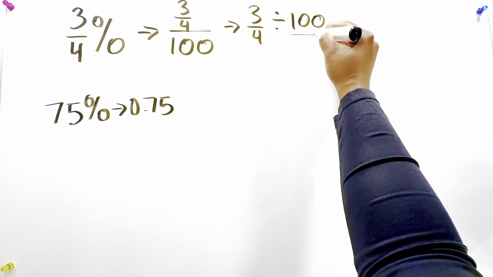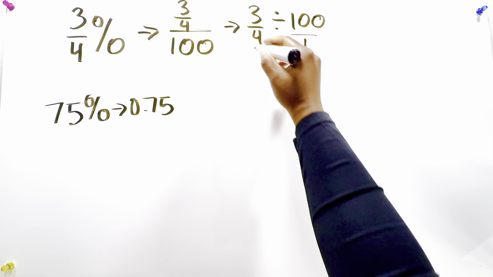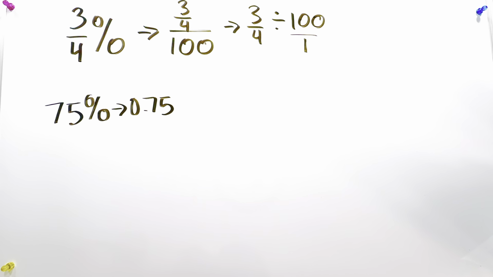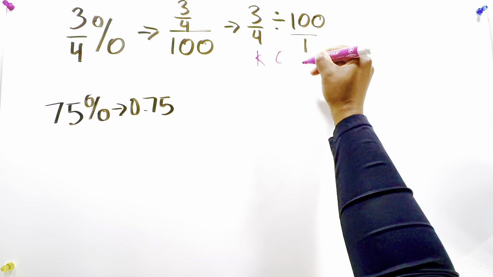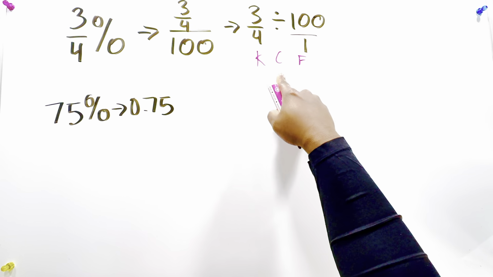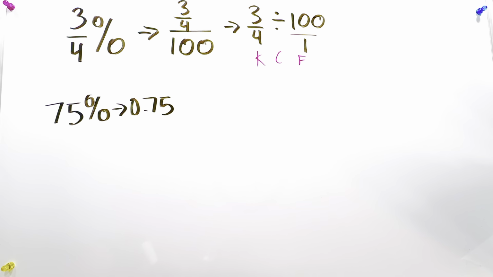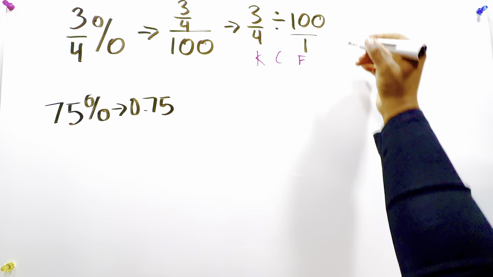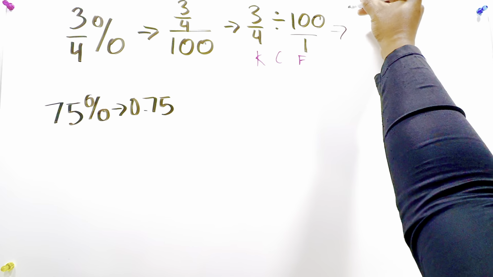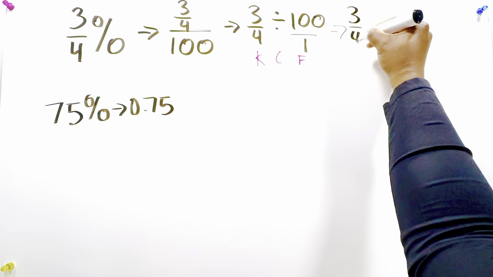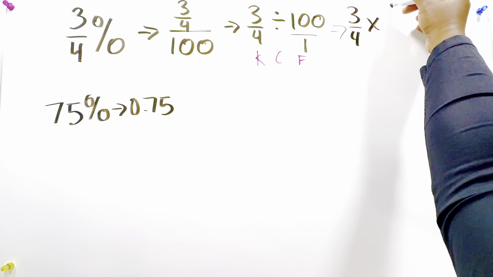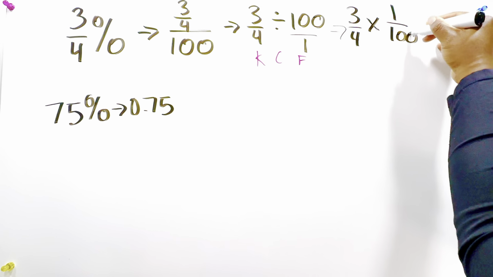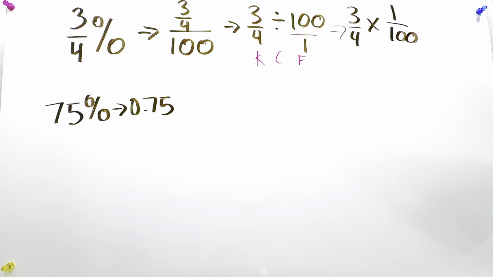And keep in mind, whenever you have 100 or any other whole number, just place it over 1. Because if you do 100 divided by 1, you will still get 100. So now we're going to keep the 3/4. We're going to change the division to multiplication and flip 100 over 1. So now your new expression should look like this: 3/4 times 1 over 100. So now we just made our math a little bit simpler.